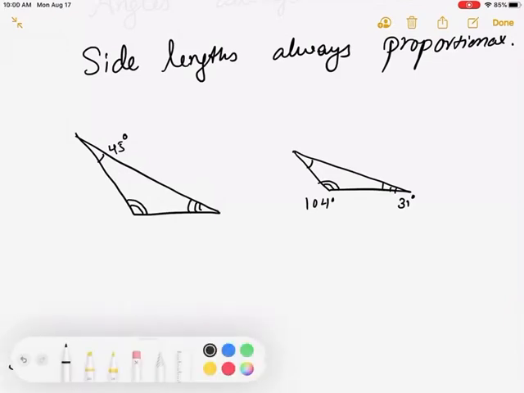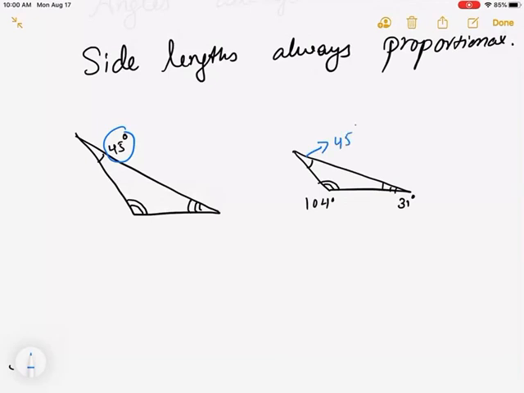Since I already know both are similar triangles, their angles are always going to be the same. So the first angle up here, if this is 45, this would also be 45. How about the angle with two lines here? If this is 104, since this angle is its corresponding angle, that would also be 104. And the last part, if that's 31, its corresponding angle is also going to be 31 degrees.